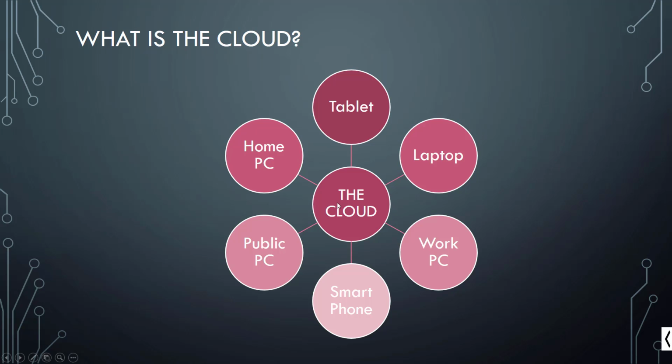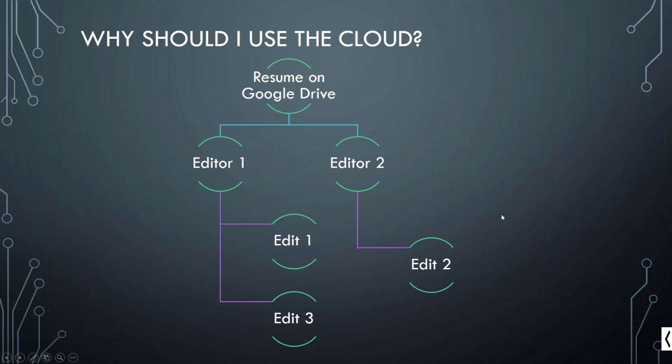So here you can see that we have the cloud in the center, and then your tablet, laptop, work PC, smartphone, public PC, and home PC can all attach to that. This is what allows us to access our email, do our online banking, and so forth, all on a variety of different devices. Using the cloud offers convenience and flexibility.